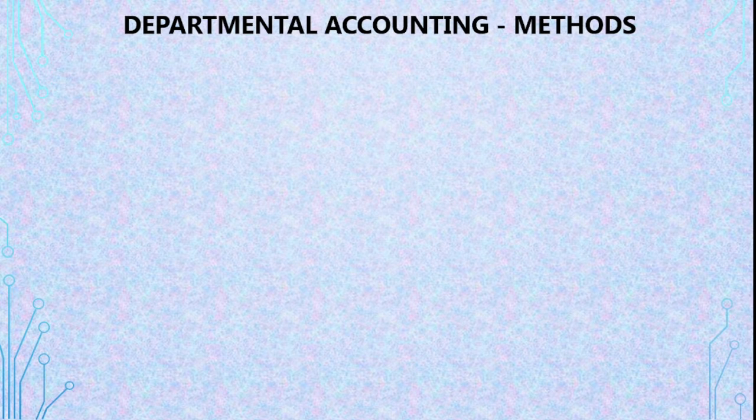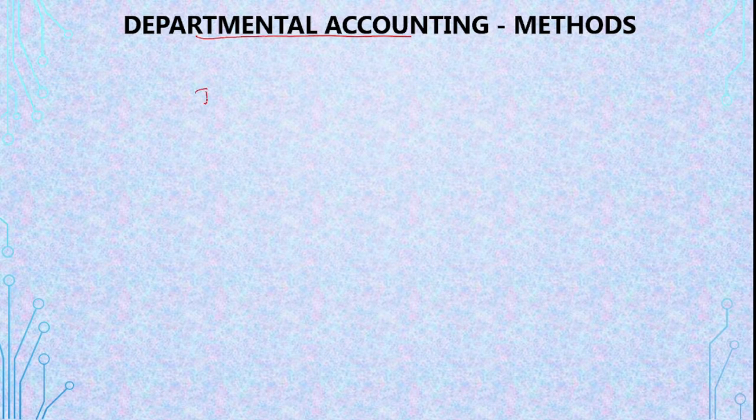Now, what are the methods of departmental accounting? As I have explained, in departmental accounting you have to keep separate records of the stocks, purchases, sales, closing stocks, and expenses, so that you can know the profit or loss. Now, how do you know the profit or loss? You prepare a trading and P&L account, right? So in departmental accounting also you will be doing the same.